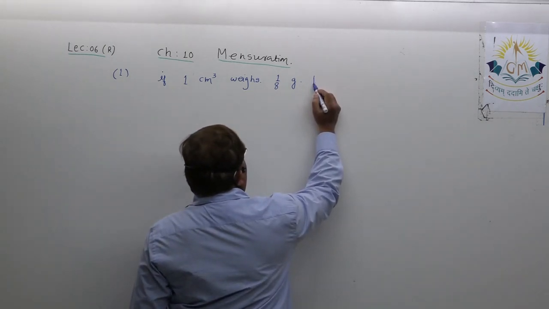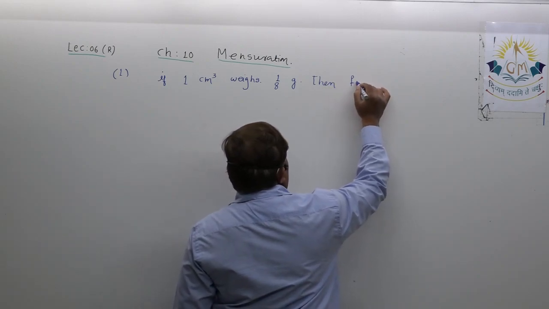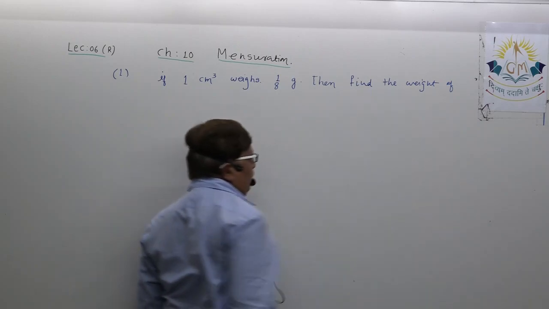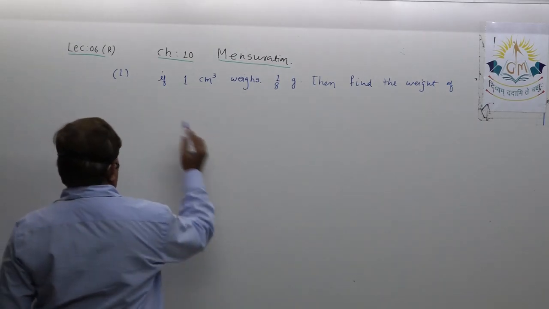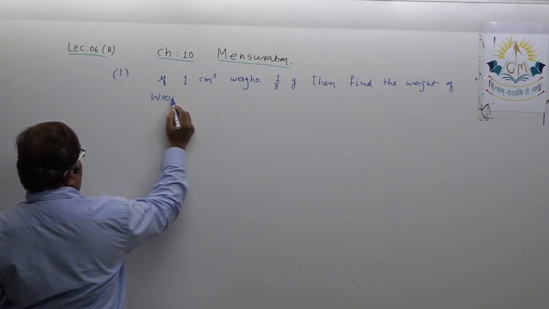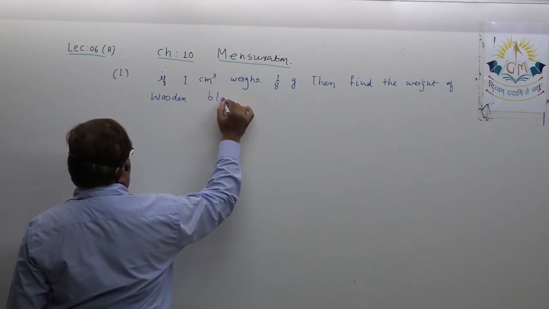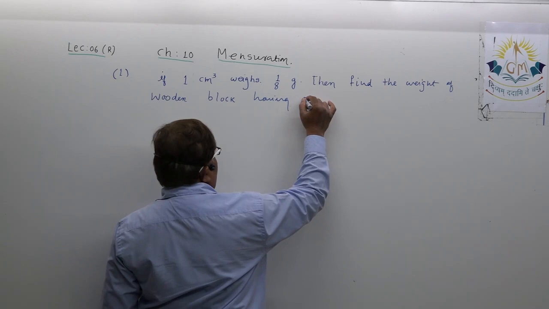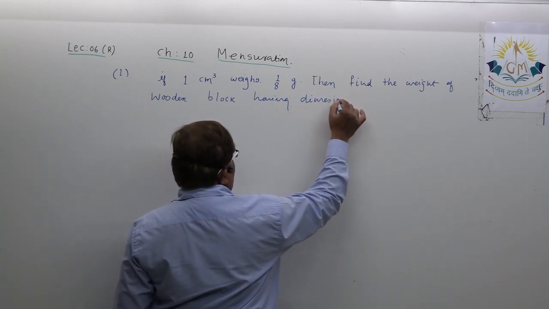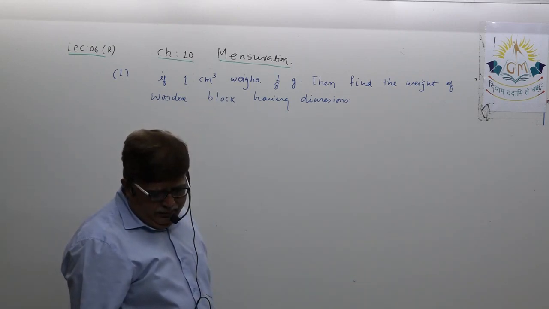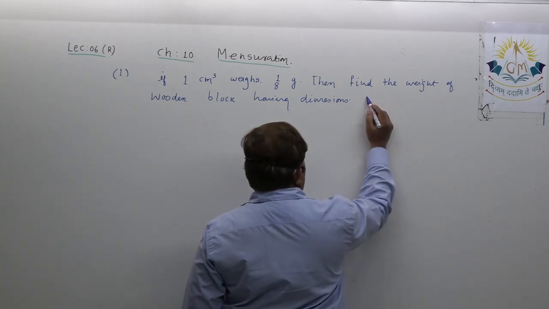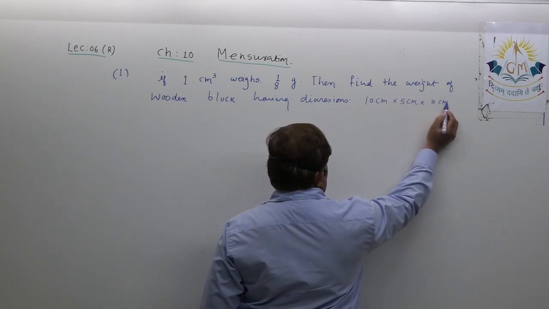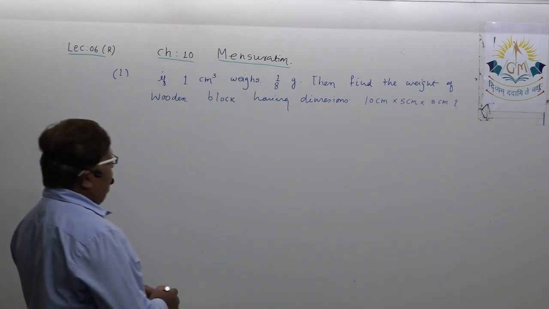Then find the weight of a wooden block having dimensions 10 centimeter into 5 centimeter into 3 centimeter. Okay, dear student.